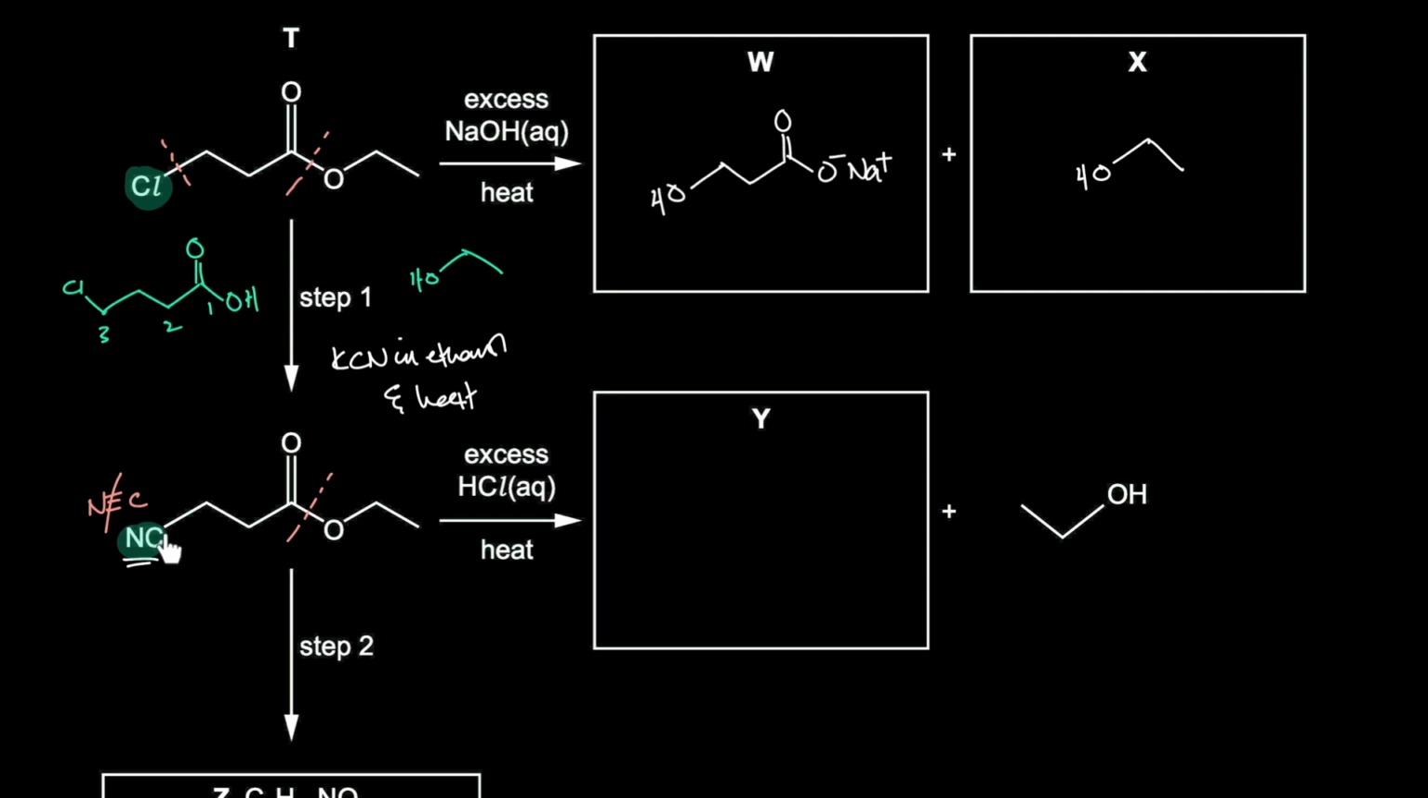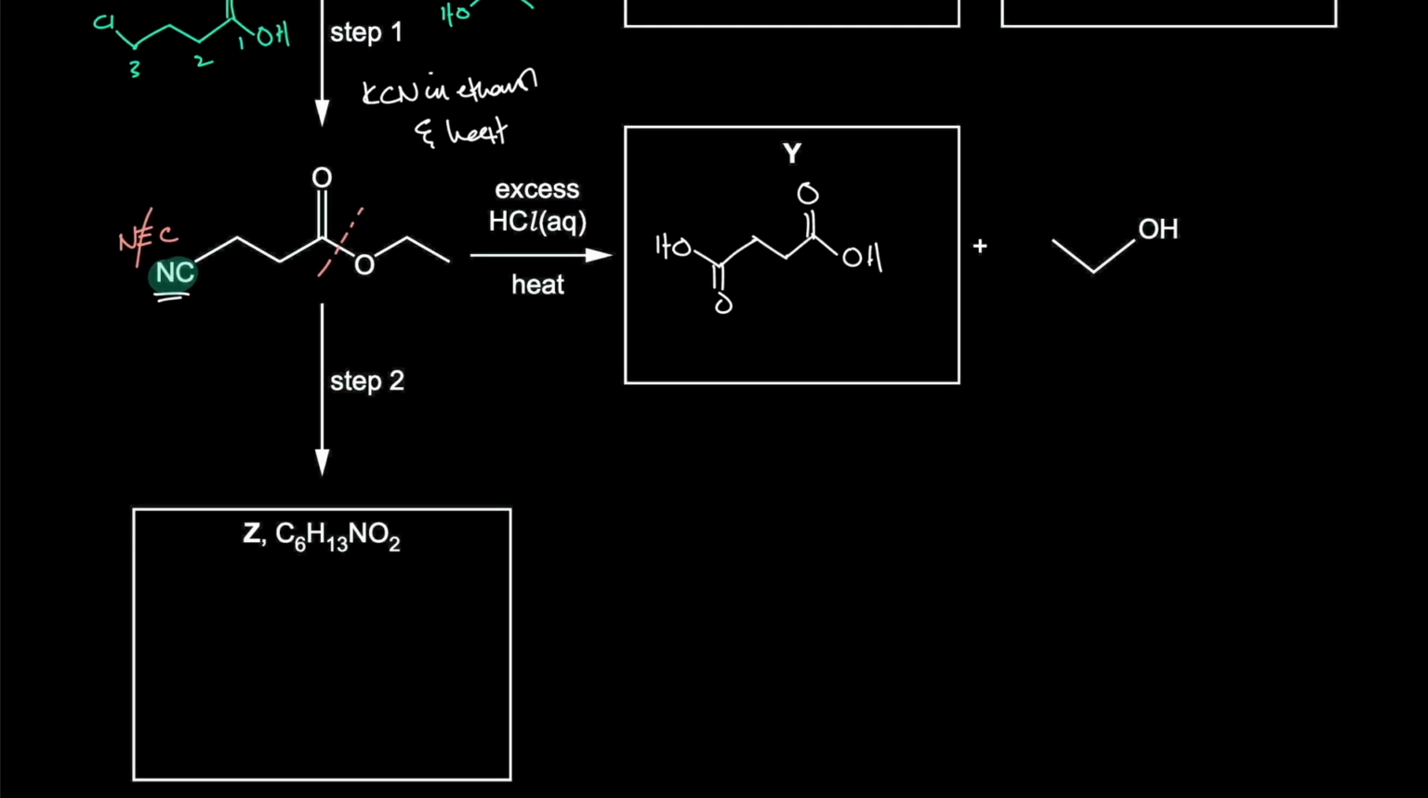But now, obviously, because we have a nitrile, we have an extra carbon over here, okay? So what do we have? We have this guy becomes a carboxylic acid, right? That's the nitrile. And then we have this and this and then this. We get a carboxylic acid here, and we get ethanol.